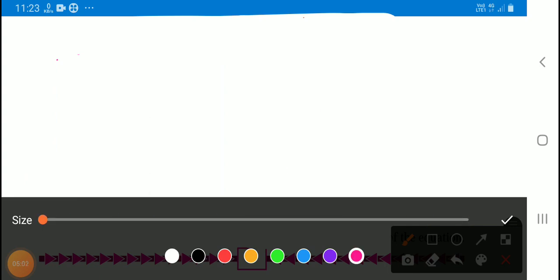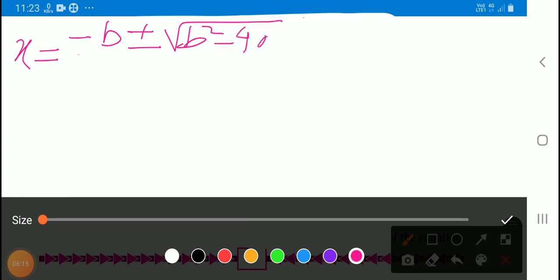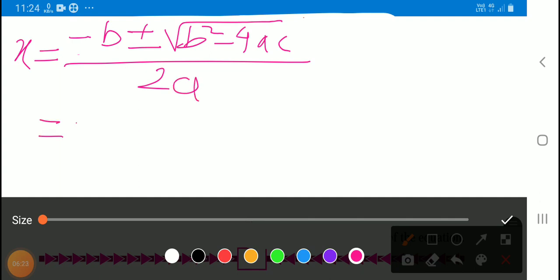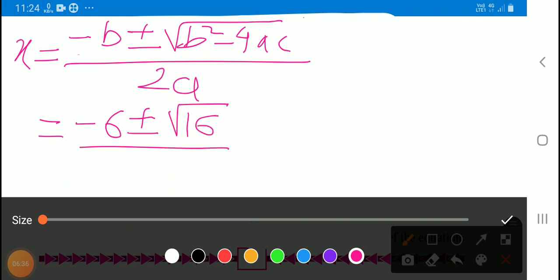So first of all I will write the formula, that is x is equal to minus b plus or minus under root b square minus 4ac upon 2a. Now look here, you know the values. Value of b is 6 plus or minus, already we have found the value of b square minus 4ac, it was 16. So I will write this value and a's value is 1, so 2 multiplied by 1.